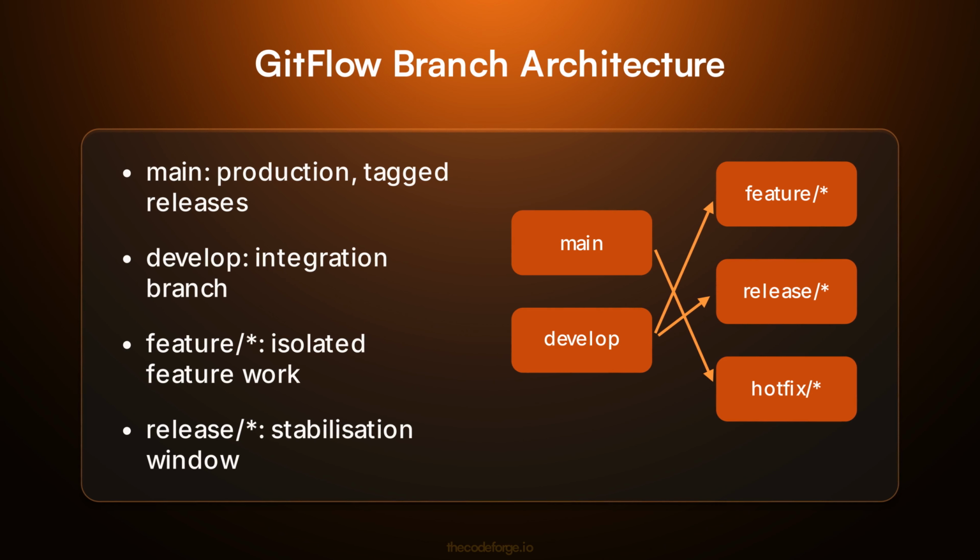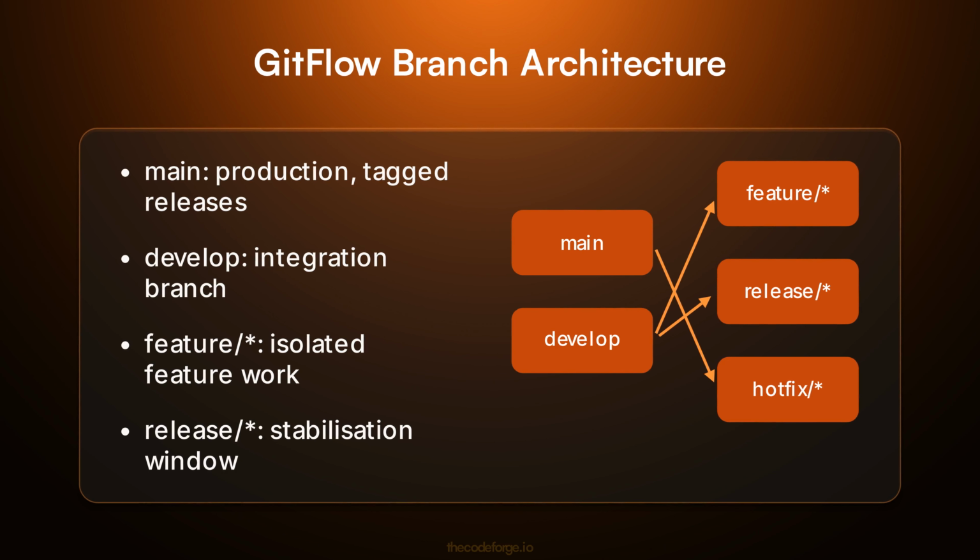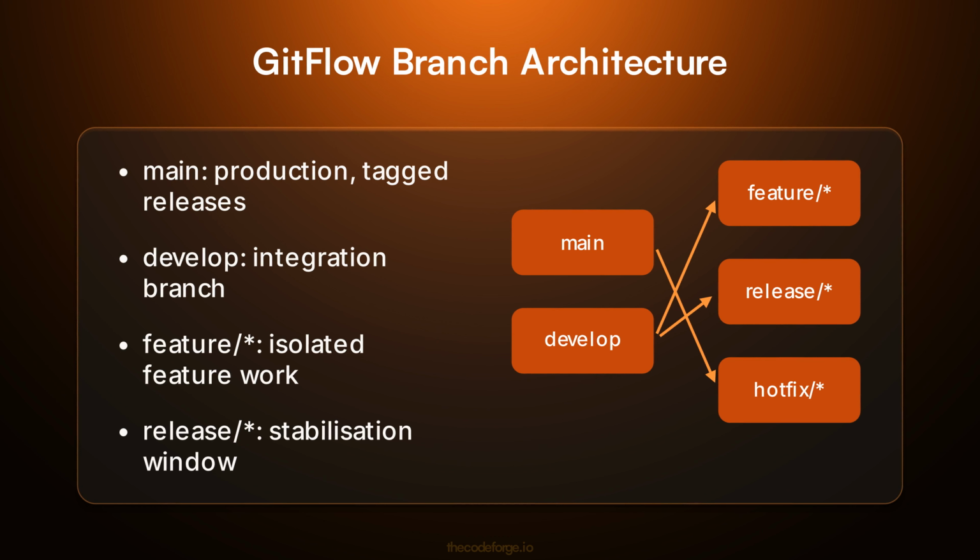GitFlow uses 5 branch types. Main and develop are permanent. Main holds only tagged, deployed releases. Develop is the integration branch where features merge. Feature branches are cut from develop, release branches from develop for stabilization, and hotfix branches from main for emergency fixes. Each has a strict source and destination.